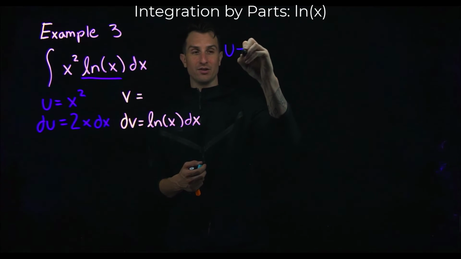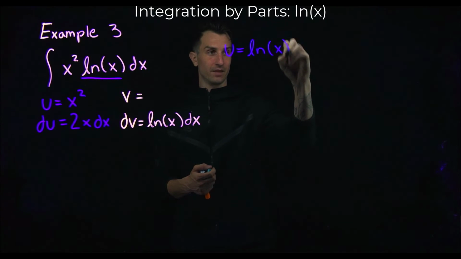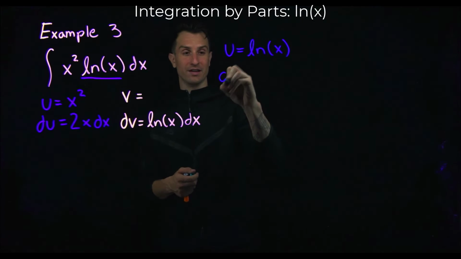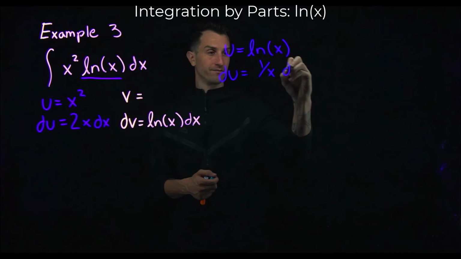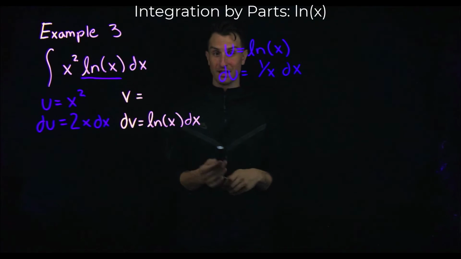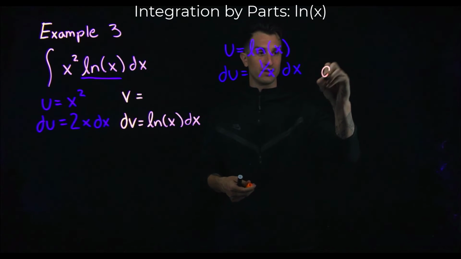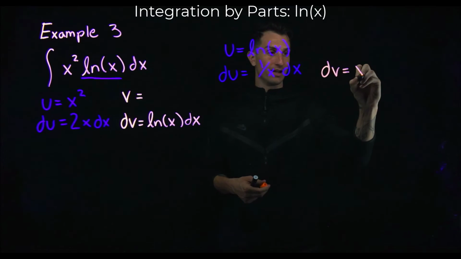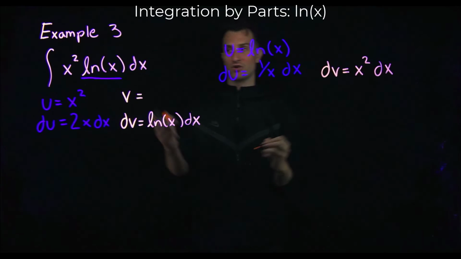That means u is going to be equal to the natural log of x. And again, we do know the derivative of this. Du is going to be 1 over x dx. Awesome. Okay, so that must mean, if u is natural log of x, that must mean dv must be equal to x squared dx. And this is not too bad to integrate, right?